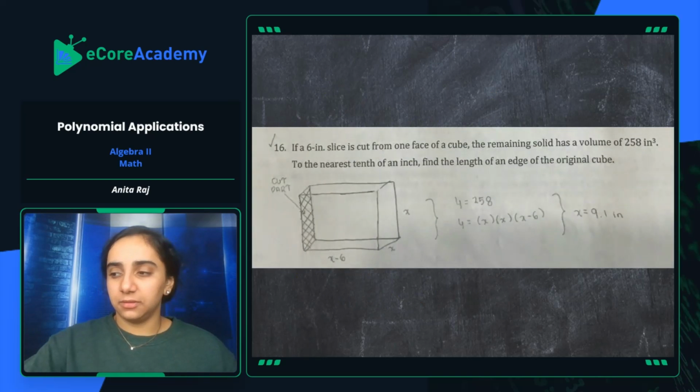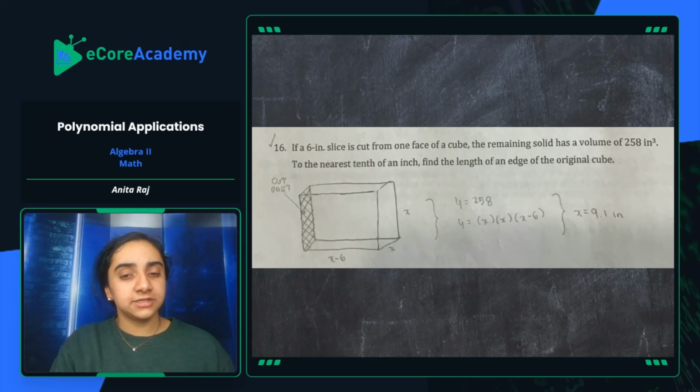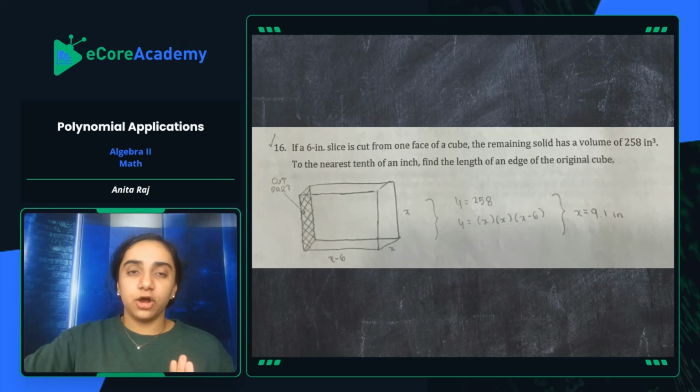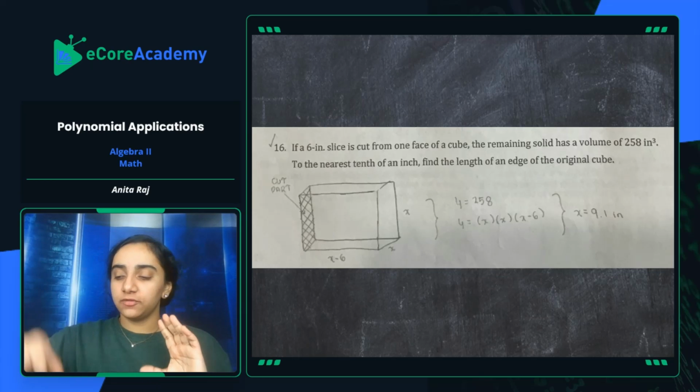And then our last problem. If a 6-inch slice is cut from one face of a cube, so we have a cube, we're cutting off a piece of it, the remaining solid has a volume of 258 inches. To the nearest tenth of an inch, find the length of an edge of the original cube. So we had a cube, we're cutting off a slice of it.